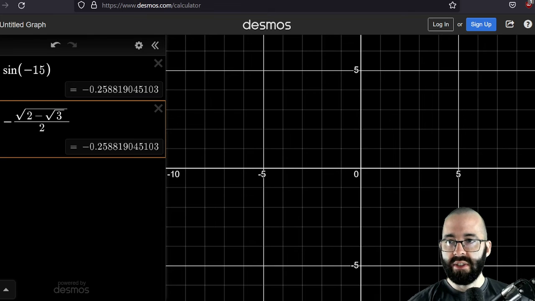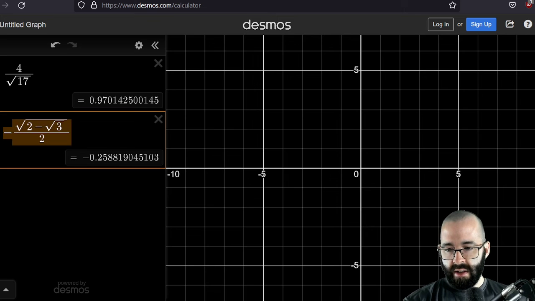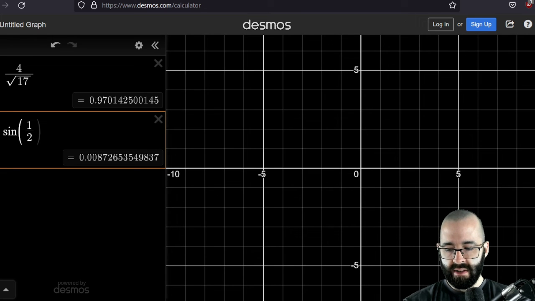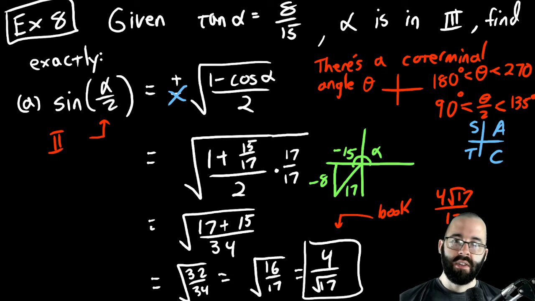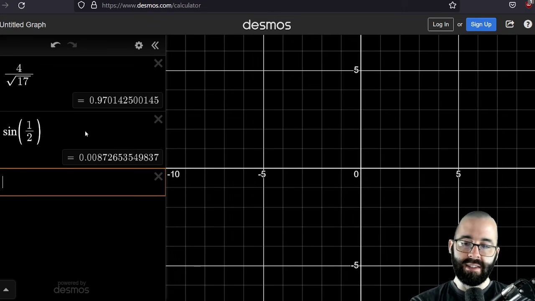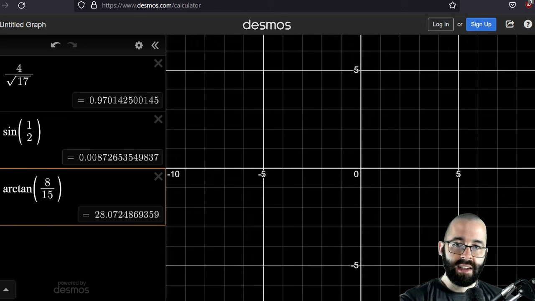What is 4 over the square root of 17? Is that the same as the sine of alpha over 2? What is alpha? Well, we don't know alpha exactly, but it's related to the inverse tangent of 8/15. No, let's calculate alpha. If you wanted to calculate it, not exactly, but get an approximation, you do arctan of 8 over 15. That's going to give you the reference angle, but it's in the third quadrant. We have to add 180 degrees.